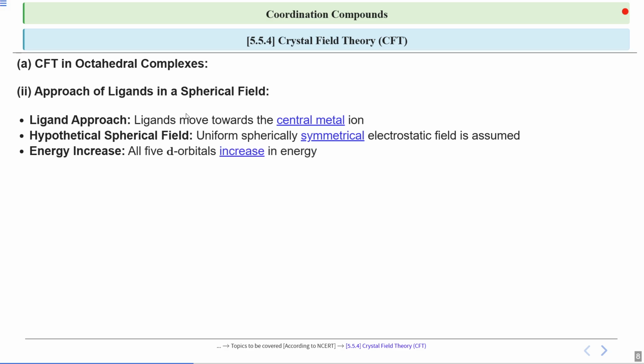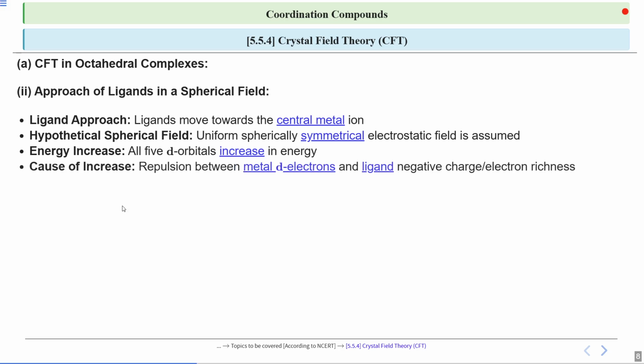Now the energy increase happens. When all the 5d orbitals are present in a degenerate manner, having the same energy, and then the ligands approach toward the uniform, spherically symmetrical electrostatic field which was assumed, all these 5d orbitals are going to increase in energy. So the energy increase happens. Why did the energy increase?